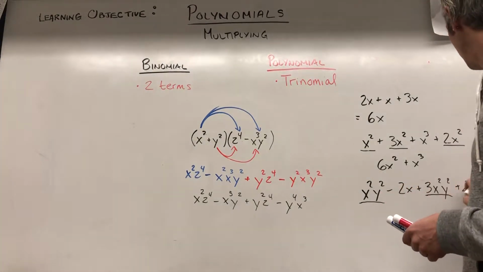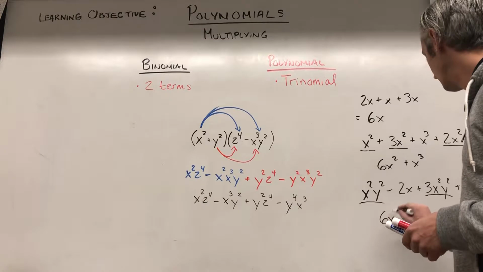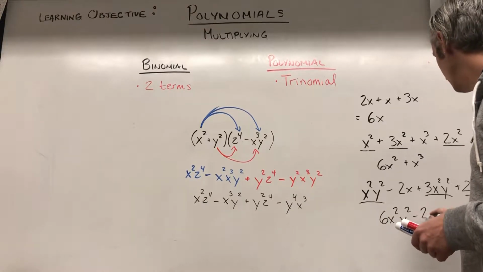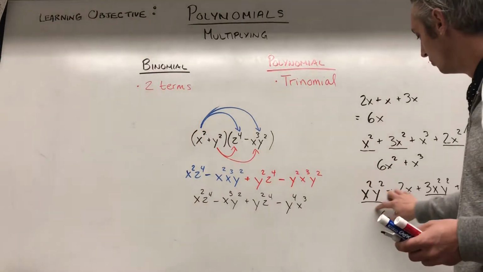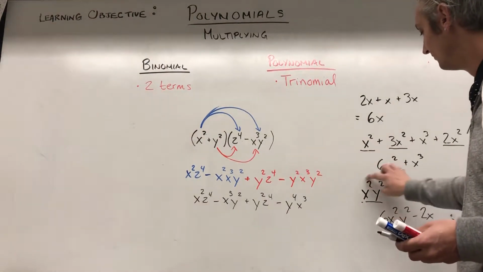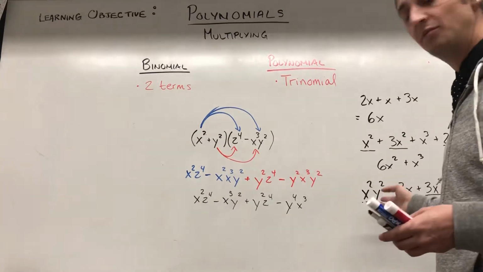So I could rewrite this as 1, 2, 3, 4, 5, 6: 6x squared y squared minus 2x. Okay, so I can always collect exact groups of the exact same expression within a polynomial.